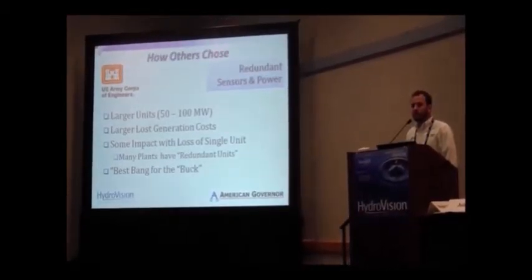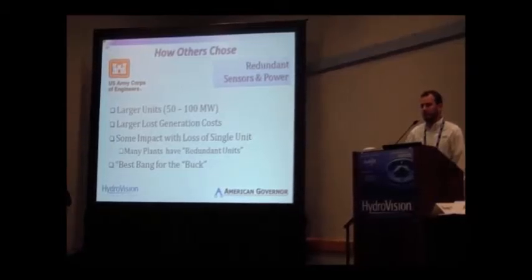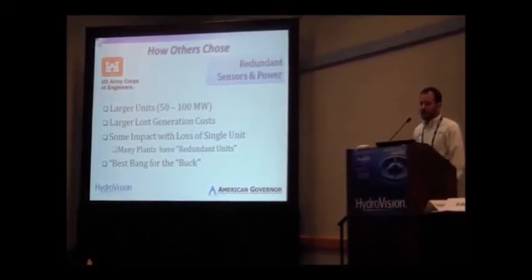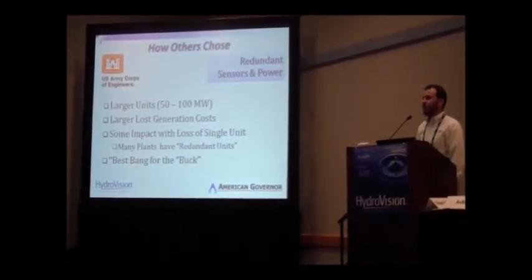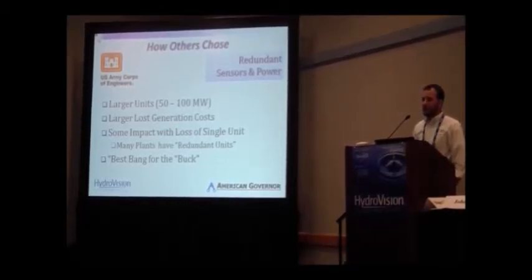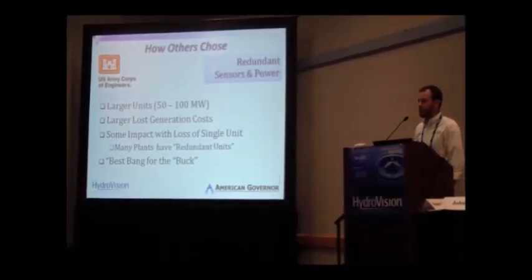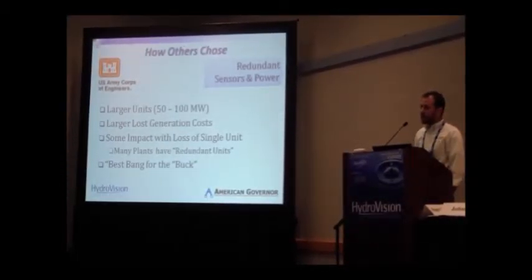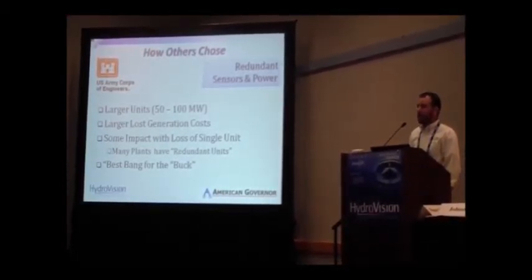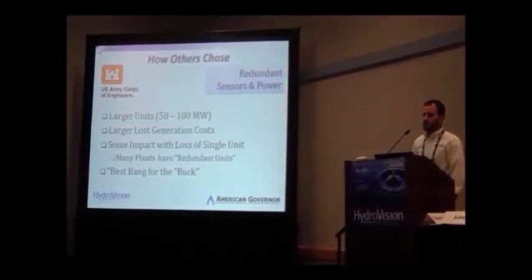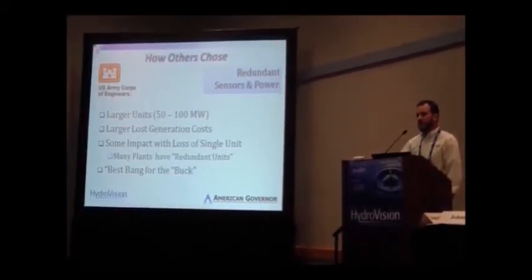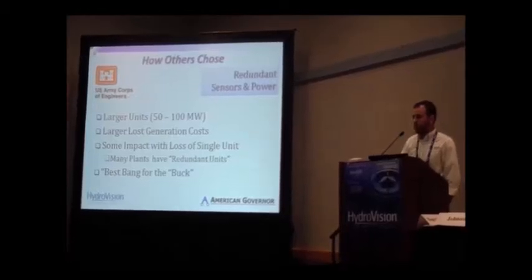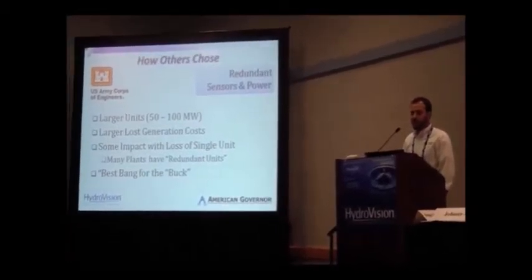The next level, we're doing a project with the Army Corps of Engineers in the Pacific Northwest. Most of their units are in the 50 to 100 megawatt range. The lost generation costs are starting to go up at this point, where a unit going down at 100 megawatts in the peak of summer is a significant impact. But in their favor, these plants have redundant units. So maybe unit 7 goes down, unit 8 wasn't running at the time, they can bring that up. So there's a level of backup there.